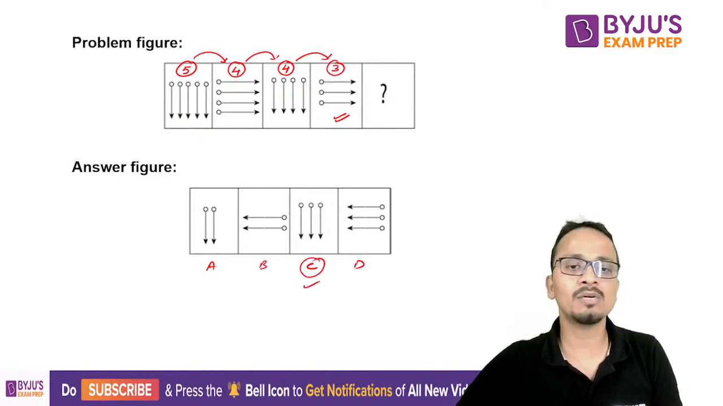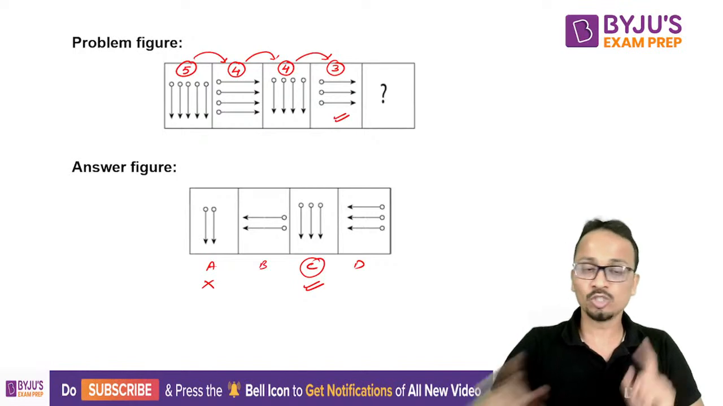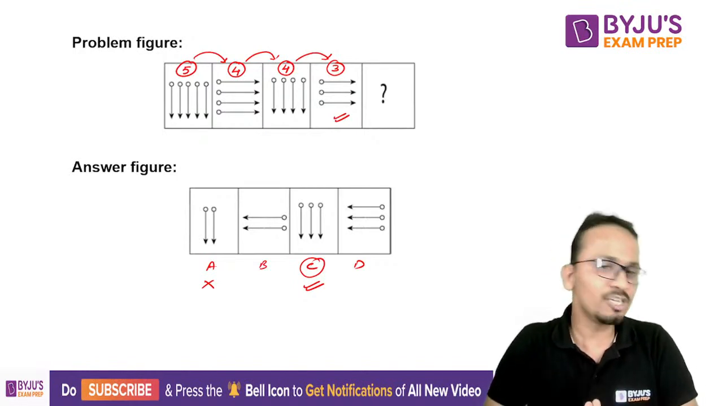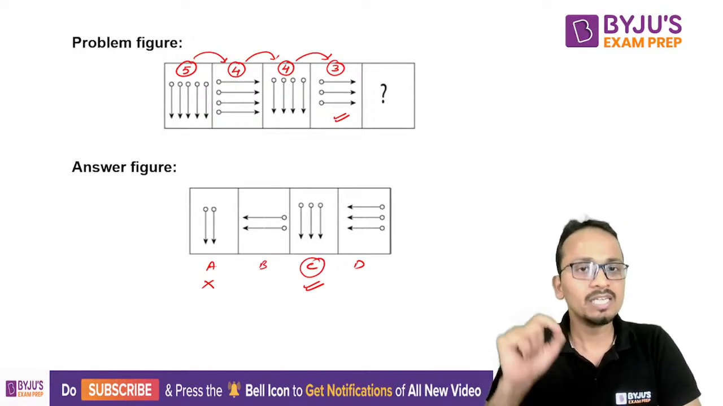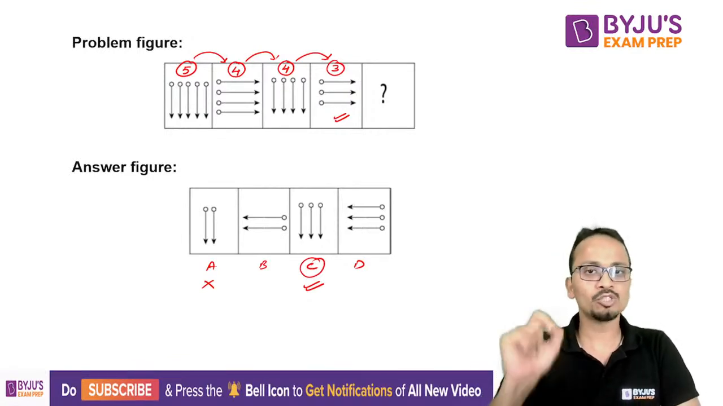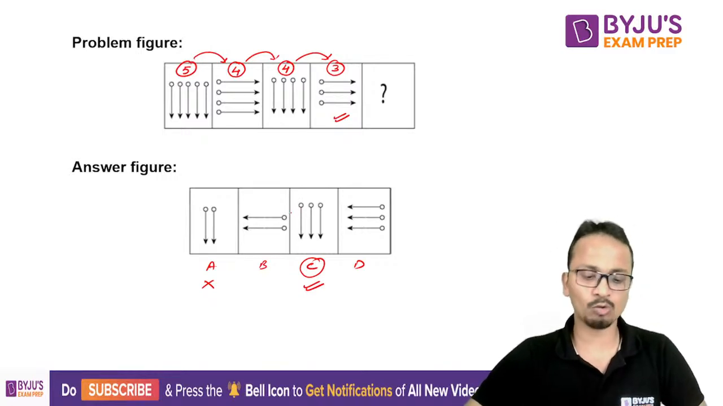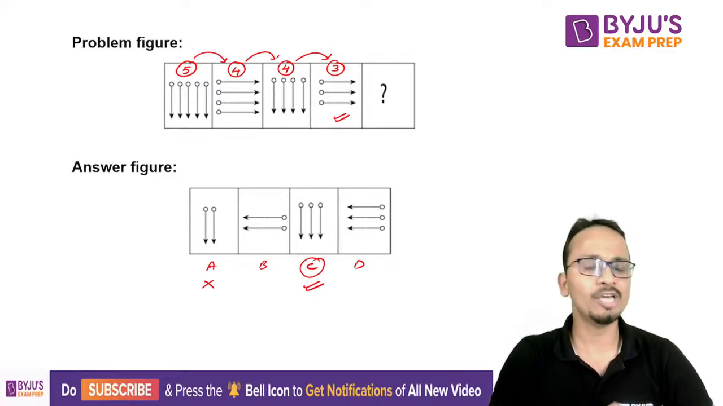So correct answer will be option C and not option A. Okay, so option A and option C were very close, but you will have to see in which steps the number of arrows has been reduced. Okay, so in the last figure, the number of arrows will remain same, but they will point downwards. All right, so correct answer will be option C.